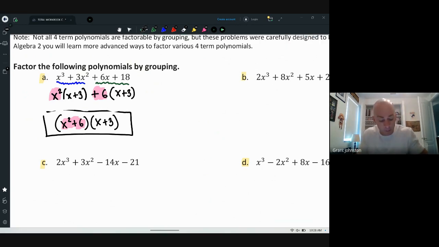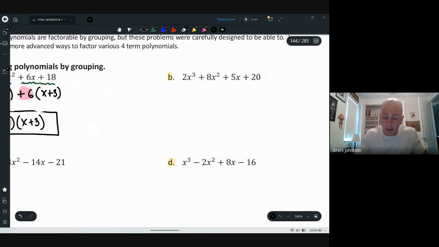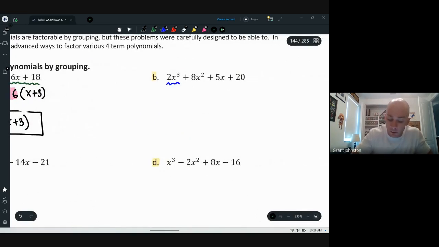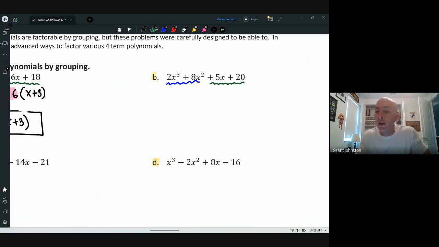Okay, let me show you B. Again, I'm going to group the first 2 terms and group the second 2 terms. Now, I'm not going to go into a super lengthy explanation, like I did on A. I don't want it to get too confusing for you. So we're just going to group those 2 terms. So I have 2x to the third plus 8x squared. I'm going to group what I have in the blue there.